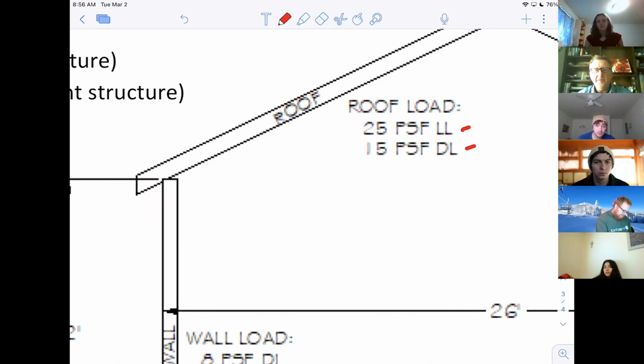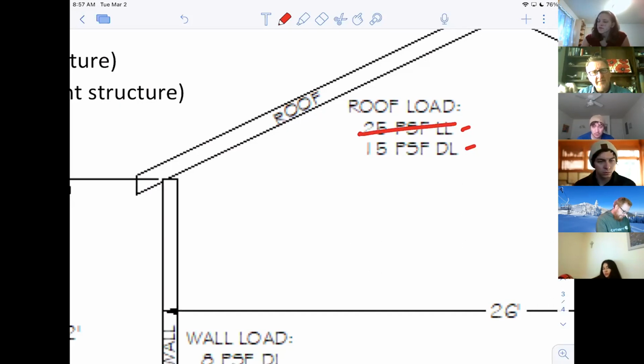Snow is a great example of live load because it comes and goes. It's alive. It could be there one day, not the other. So can you count on snow to push back? Can we count on that? No, can't count on live load because it comes and goes. So you're never going to be paying attention to live load.